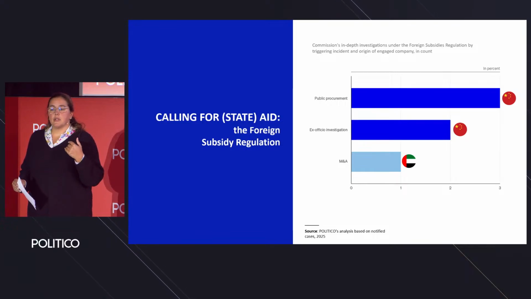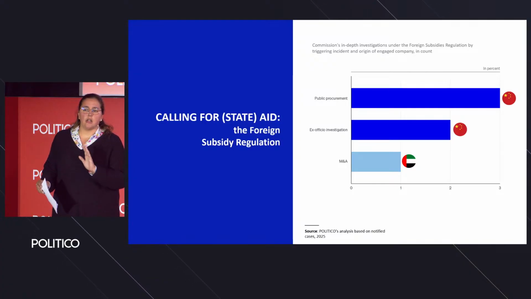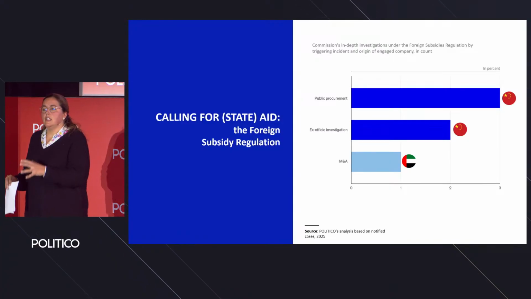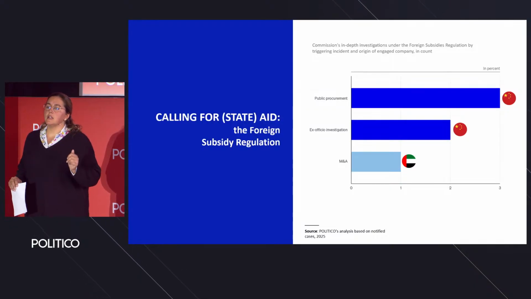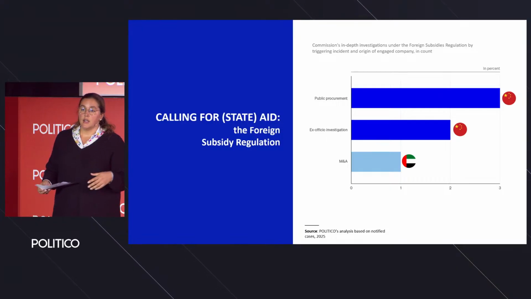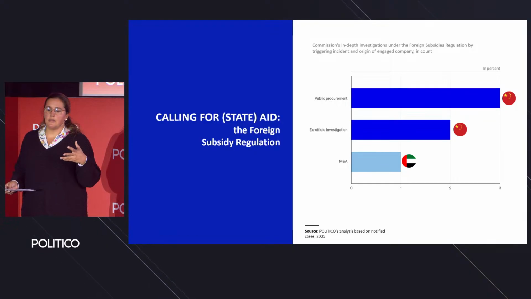And we clearly see that there was a gap, because in the use of that instrument, we have seen since its implementation around 179 mergers and acquisition filings, 200 public procurement procedures, and a number of ex officio cases. But what is really interesting is that despite China not being leading in those procedures, it is definitely leading in the in-depth investigations that the Commission has chosen to lead. So as you can see on the graph, there's 5 out of 6 in-depth investigations linked to China, with the 6th one being the United Arab Emirates, the e& PPF case.